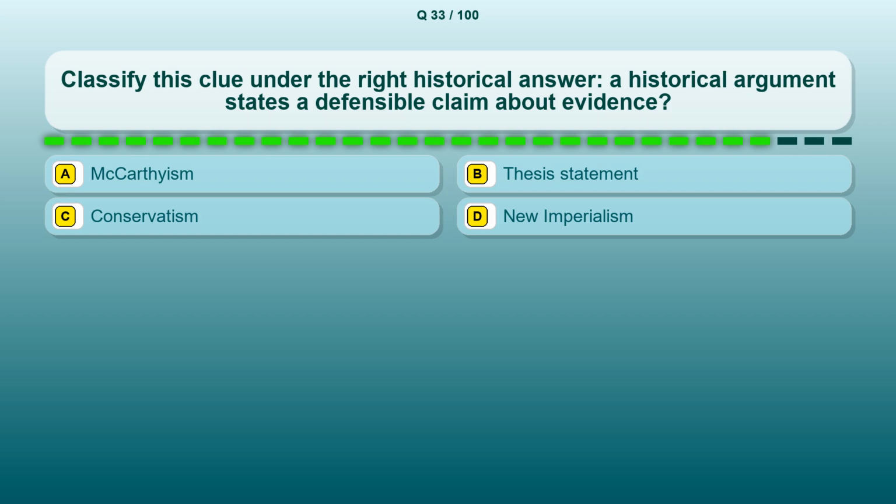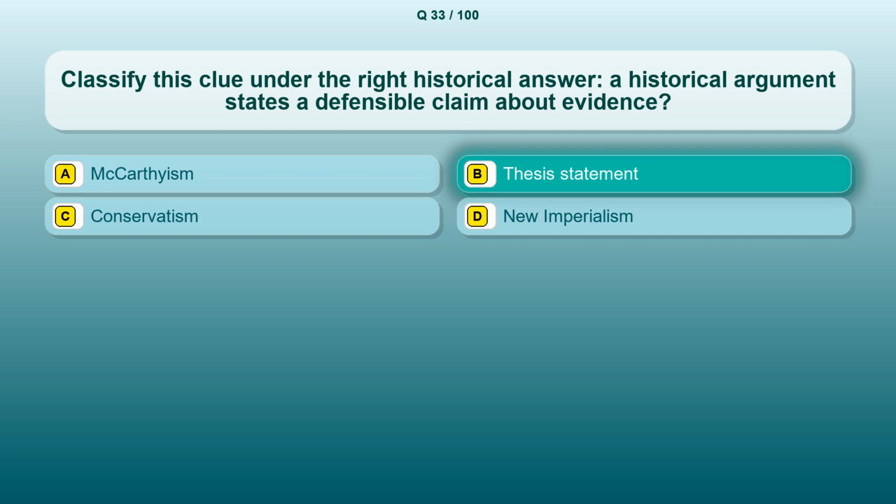Question 33. Classify this clue under the right historical answer. A historical argument states a defensible claim about evidence. Option A, McCarthyism. Option B, thesis statement. Option C, conservatism. Option D, new imperialism.